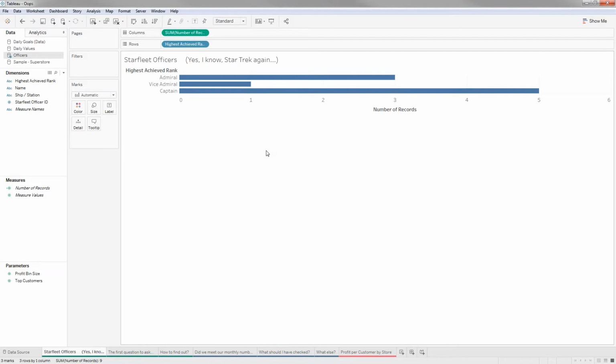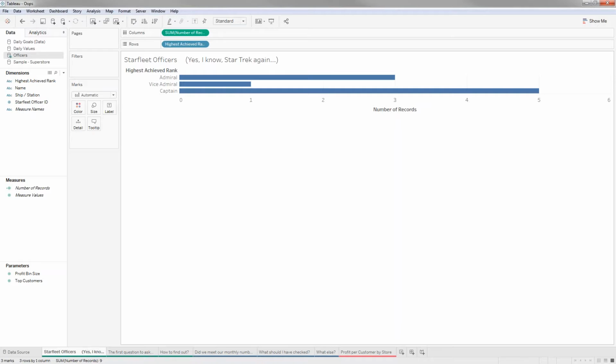I might even want to go on and start to tell a story about the distribution of officer ranks in the Star Trek universe, and I can start to make some observations, like we've had more captains than admirals, and the data set looks like it could have some interesting things to say. But one thing that I notice with this data set is that originally I had 5 individuals, and if I look at what I have here, I see that the sum of the number of records is 9, and that is a little bit concerning.